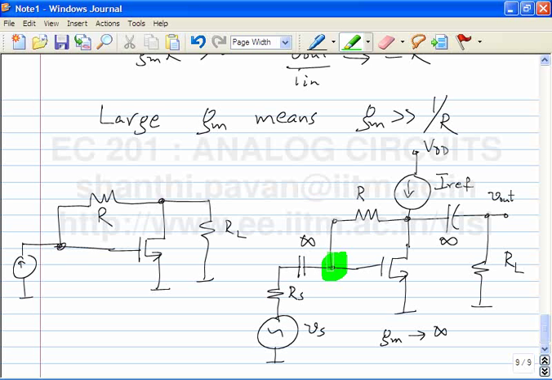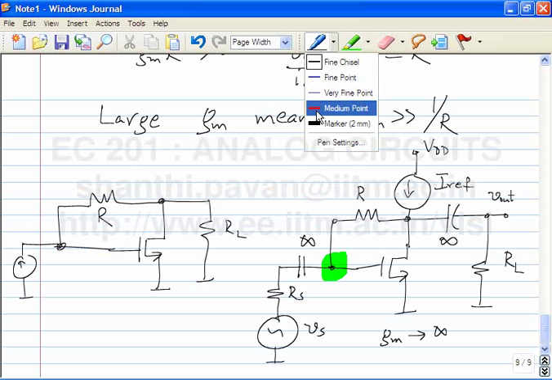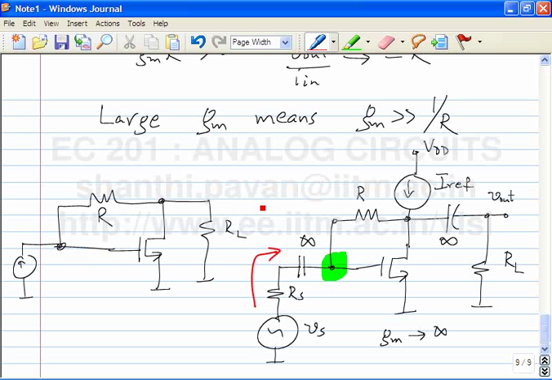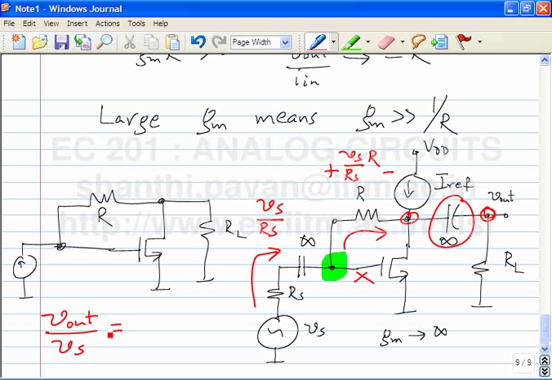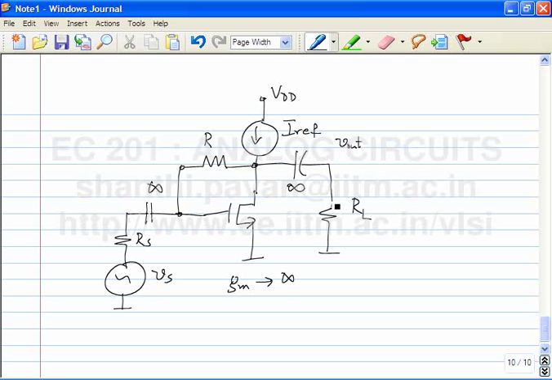be 0. Okay? If the incremental node potential is 0, the current flowing here would be Vs by Rs. That current cannot flow in through the gate. It has to only flow in through R. The incremental drop across R in this direction would be Vs by Rs times R. Because this is a short circuit, the incremental voltage here must also be the same. So the incremental V out by Vs must be equal to minus R by Rs.